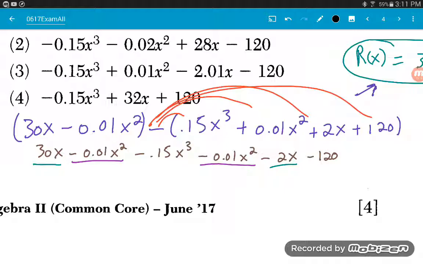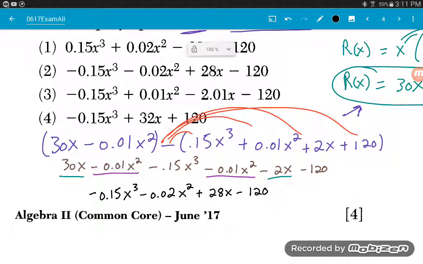So x cubed is going to come down first. So minus 0.15x cubed. Now the x squareds, those are going to combine, minus 0.02x squared. 30x minus 2x is positive 28x, minus 120. All I have to do is match it up with my options, and it looks like it is option number 2.